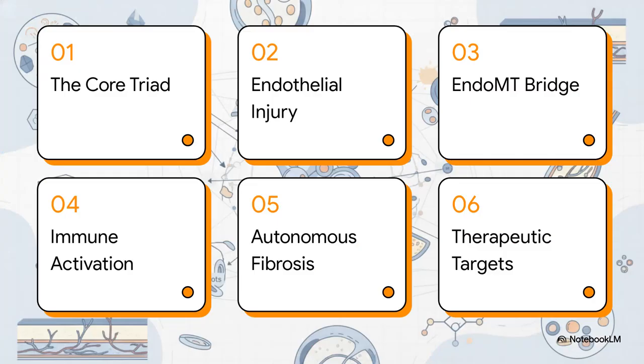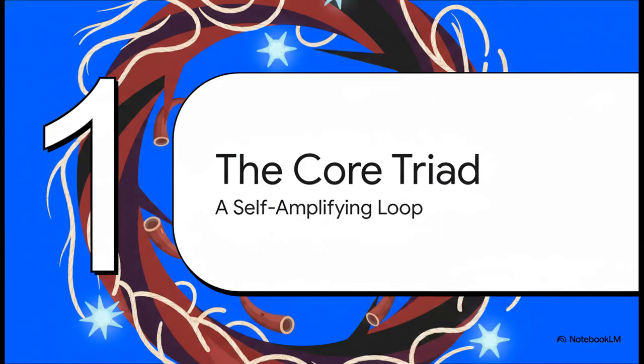Here's the roadmap for our explainer today. We're going to cover 1. The core triad, 2. Endothelial injury, 3. The endo-MT bridge, 4. Immune activation, 5. Autonomous fibrosis, and finally, 6. Therapeutic targets. So let's dive into part 1, the core triad, which acts as a self-amplifying loop.